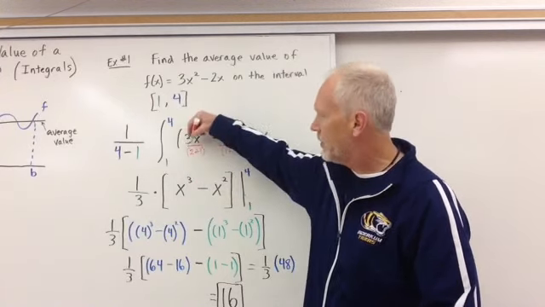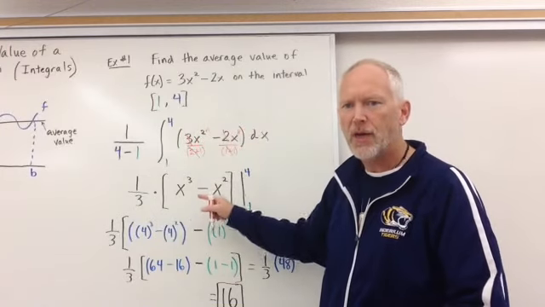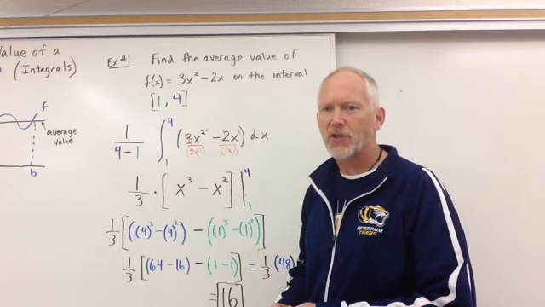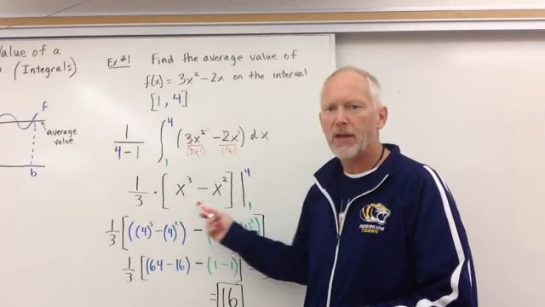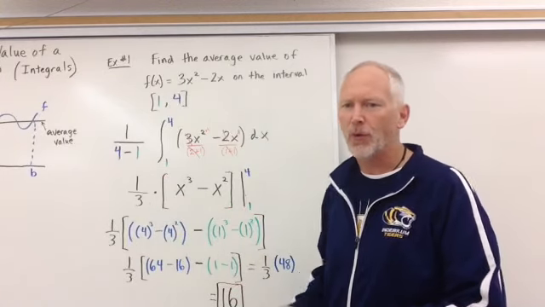So you'll notice that what happens is this 3, that 3, and that 2 and 2 will cancel, and you're left with x cubed minus x squared. Here's our 4 minus 1, or 1/3 out front. Now we're going to evaluate that from 1 to 4.